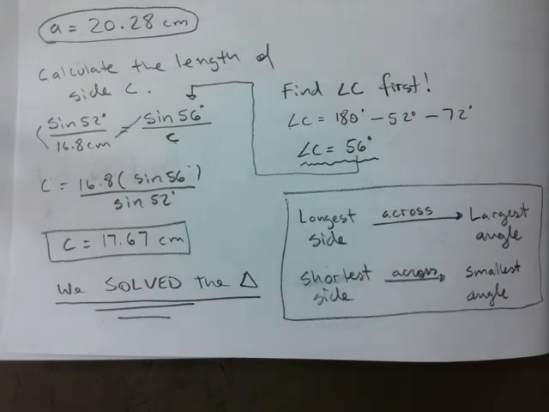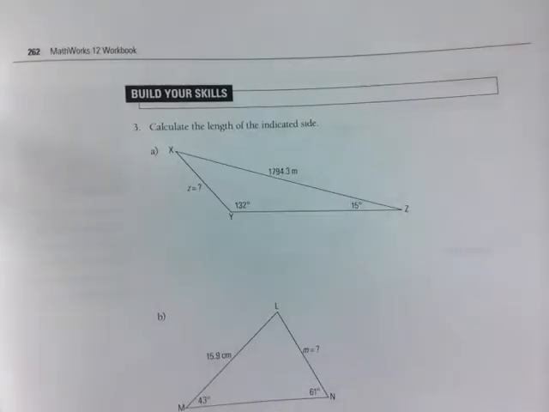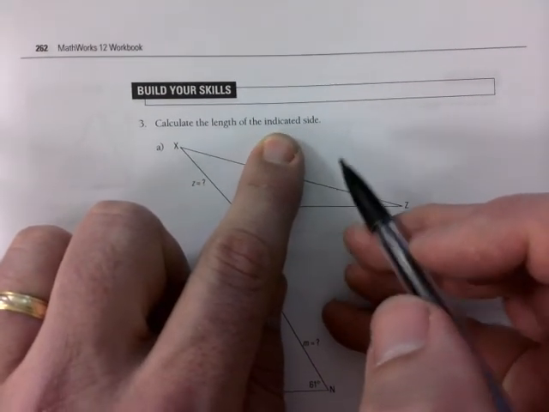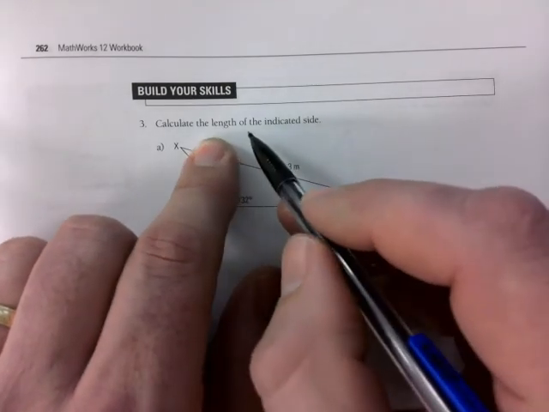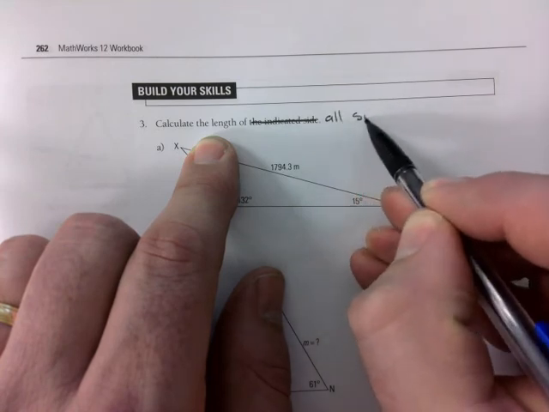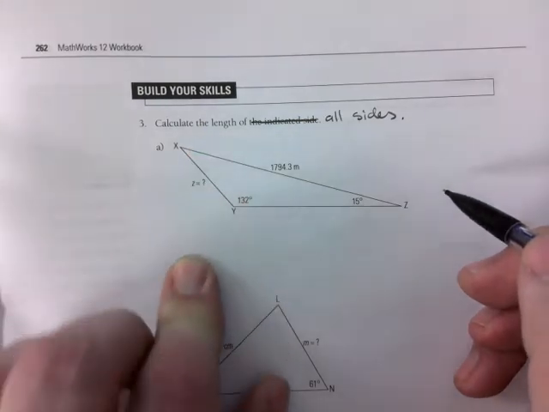Okay, so go to the next page. I'll make some changes to it. So go to the next page right here. I want you to solve. It says calculate the length of the indicated side, and I'm going to say nope. Calculate the length of all sides. You can start with the one that they indicate, but I want you to find all sides.